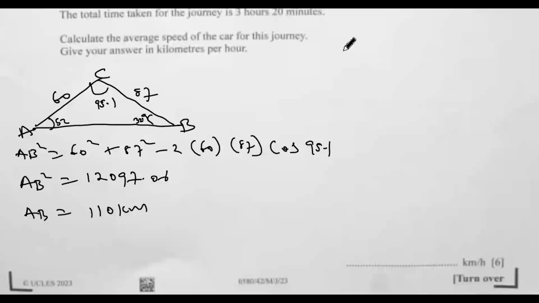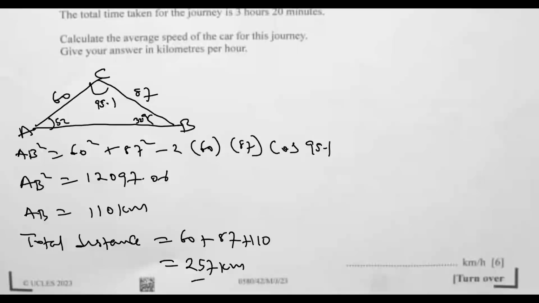So already we know AC, so the total distance traveled will be the addition of 60 kilometers, add 87 kilometers, add 110 kilometers. So the total distance traveled will be 257 kilometers. That's the total distance traveled.